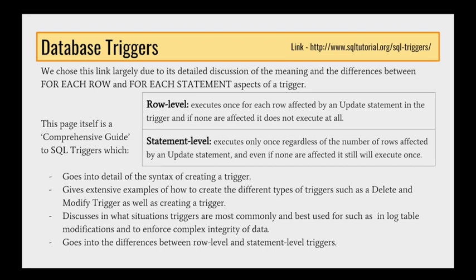We found this link on sqltutorial.org and it is an overall comprehensive guide to SQL triggers. What made us choose this link for trigger commands was its explanation of the for each row and for each statement aspect of a trigger. It explained to us the difference between row level and statement level triggers: a row level trigger will execute once for each row affected by an update statement, and if none are affected, then it won't execute at all. However, a statement level trigger will execute once and only once, regardless of the number of rows affected, and if none are affected, it will still execute once and only once.